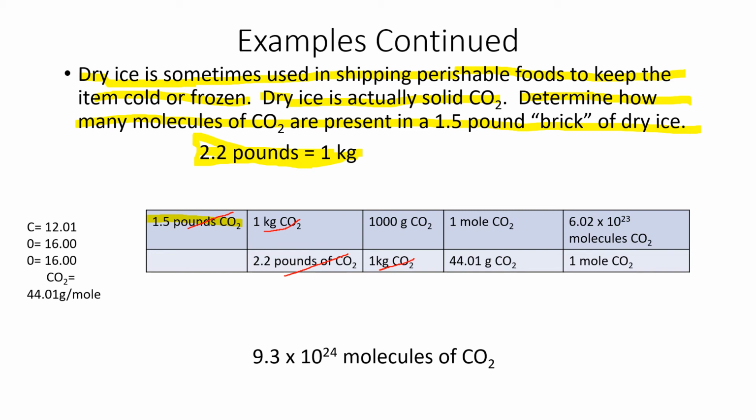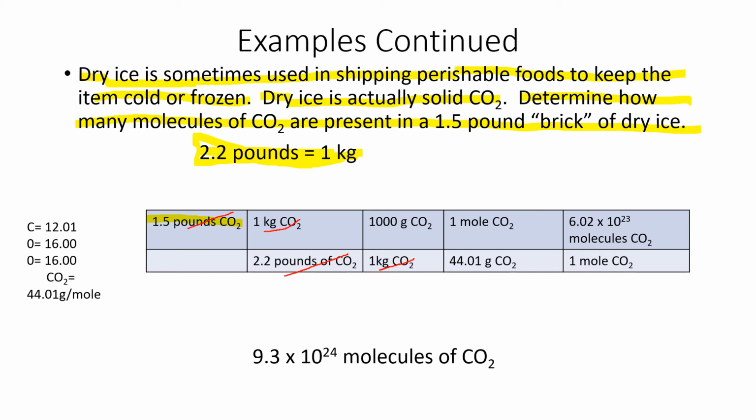Now that I have grams, now I want to go to moles. So from grams to moles, how am I going to get there? When we go from grams to moles, what we need is the molar mass of that substance. So we've already done this for elements, now we're ready to do it for compounds. So I need the molar mass of CO2. Well, how did I get the molar mass of CO2?